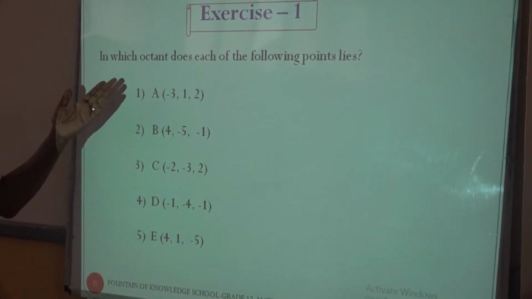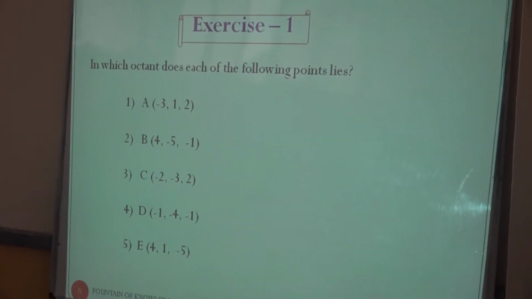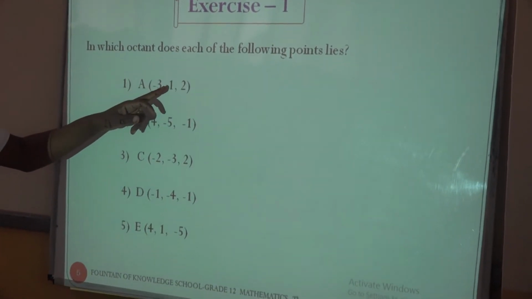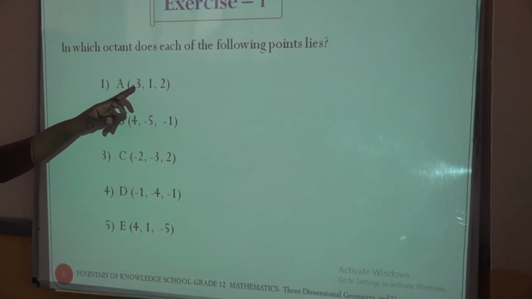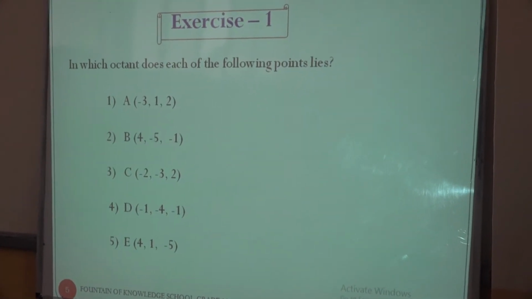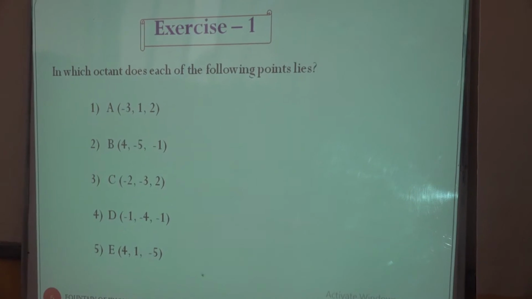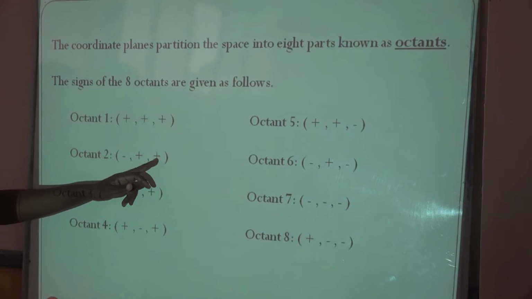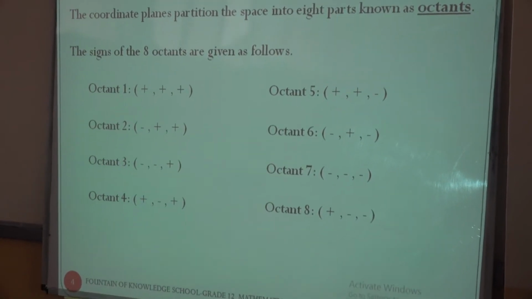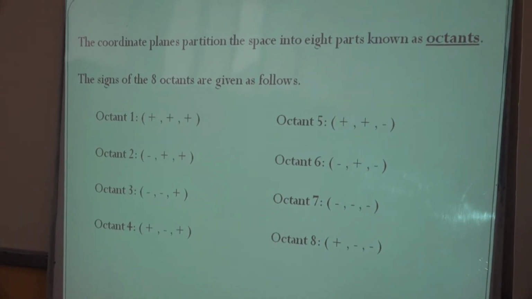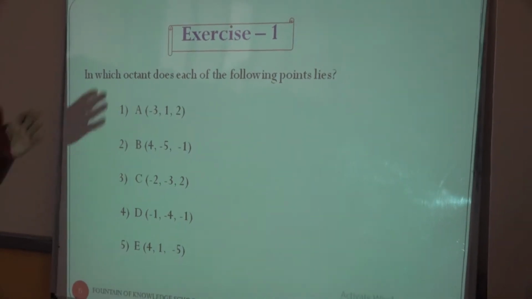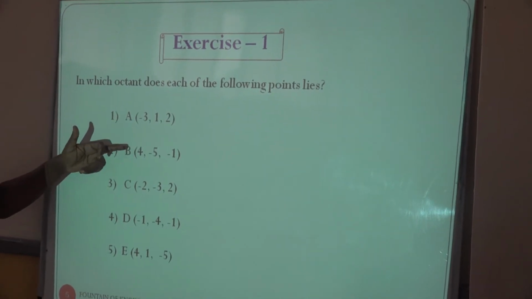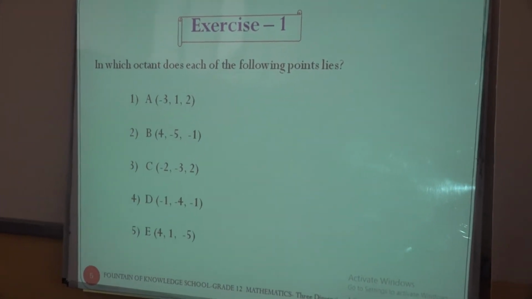Now, exercise 1 says, in which octant does each of the following points lie? For example, A(-3, 1, 2). X is negative, y and z are positive. Therefore, that point must lie in the second octant. So based on this, you can determine the octant where B, C, D, and E lie.